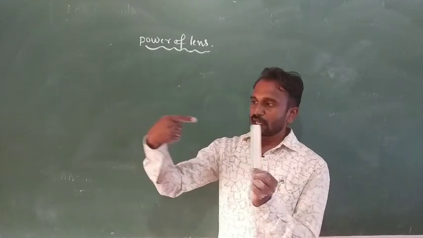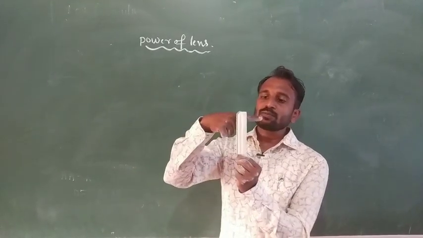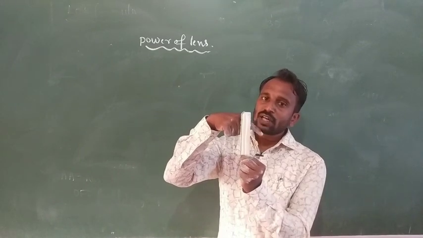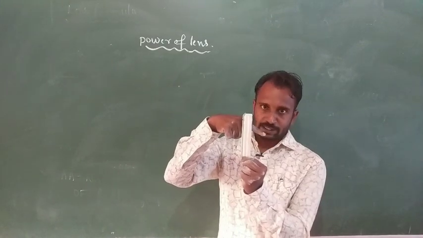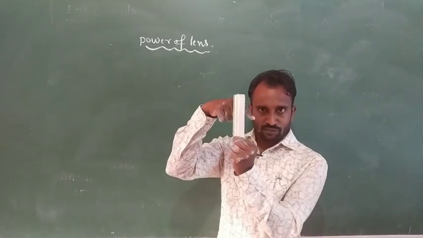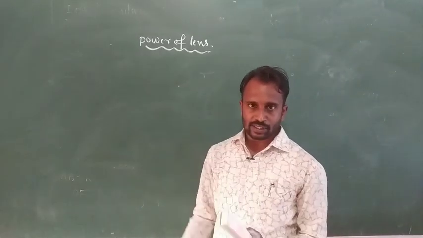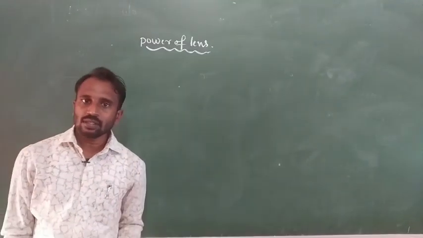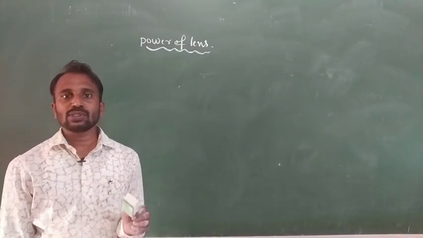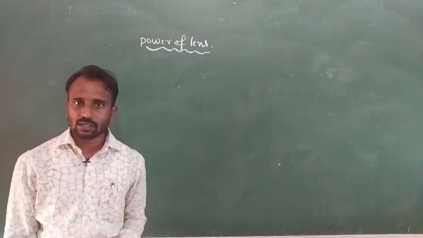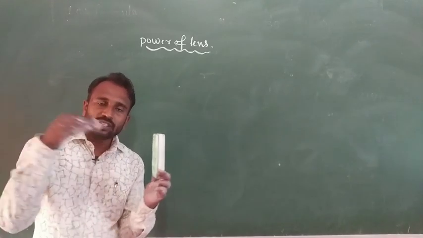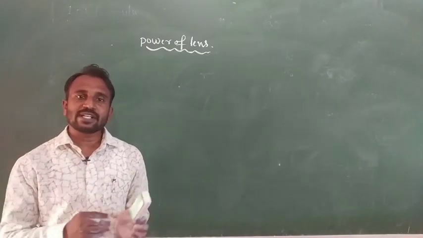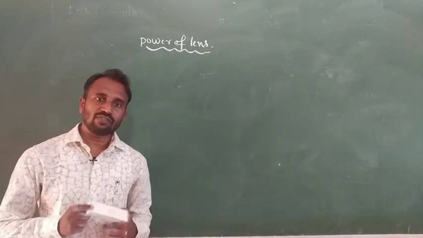Suppose this one is a light ray. This light ray passes through this lens, so this light ray converges. It means it is deviated. It converges or deviates. It means the ability to deviate the light ray, or the ability to converge the light ray, or the ability to diverge the light ray. So this one we consider the power of a lens.